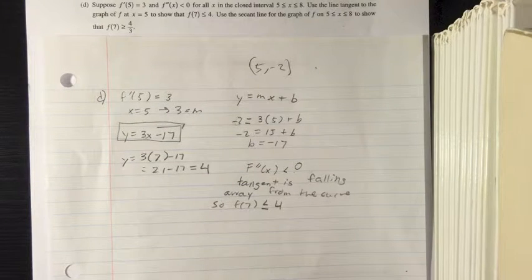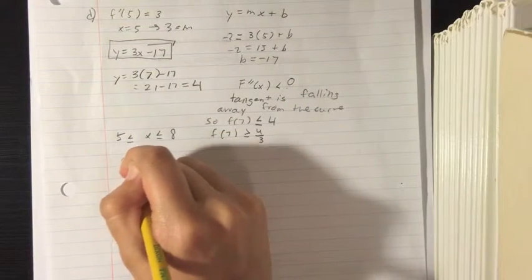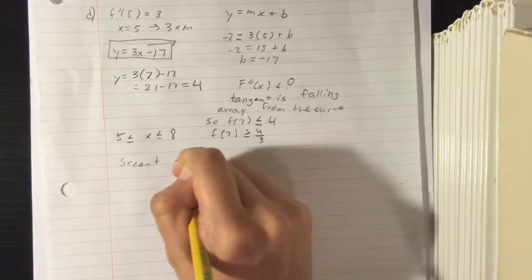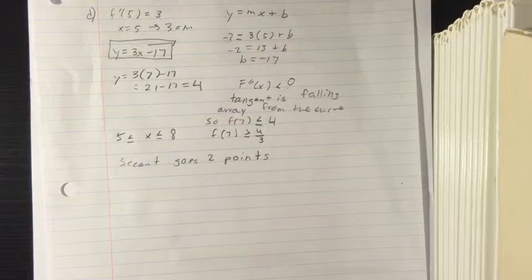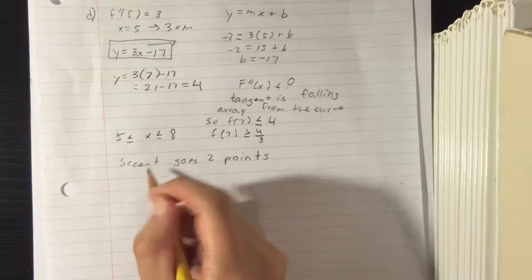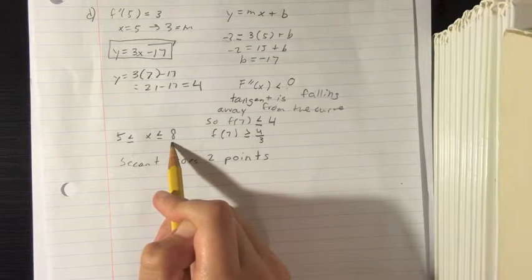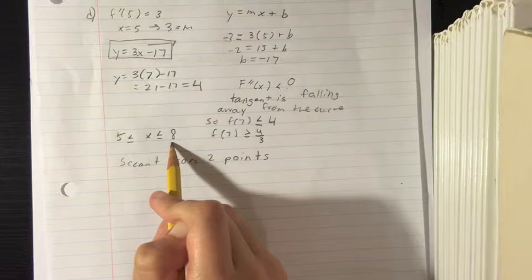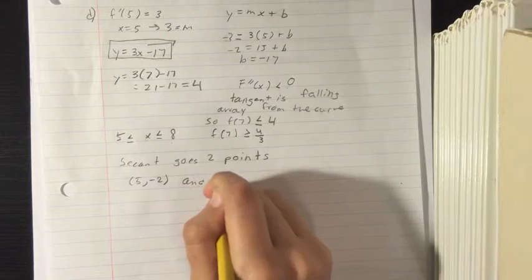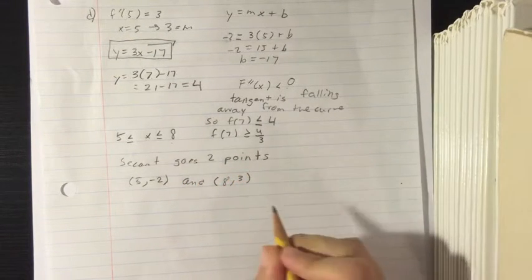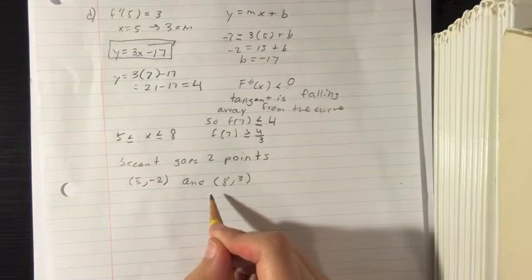Now let's move on to the secant line part. The most important thing to remember here is that a secant line goes through 2 points, unlike a tangent line that only hits 1 point on the graph. Since they give us that x is in between 5 and 8, we know that our 2 points that we can use are 5, negative 2, and 8, 3. These points were given to us on the table. And now let's just find the slope between these points.